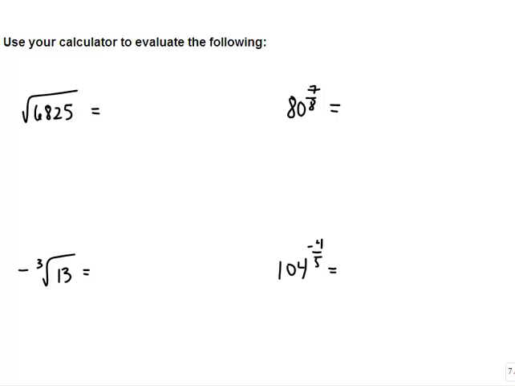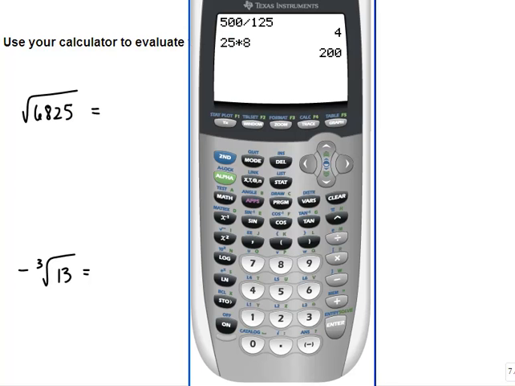So if I want the square root of 6,825, most calculators, or all scientific calculators, usually always have a built-in square root key. And you can see that here. It's right above my x squared button in blue. So what I have to do on my calculator is hit second x squared to see that square root button show up. On my calculator, it also automatically puts in a parentheses. Not all calculators do that.